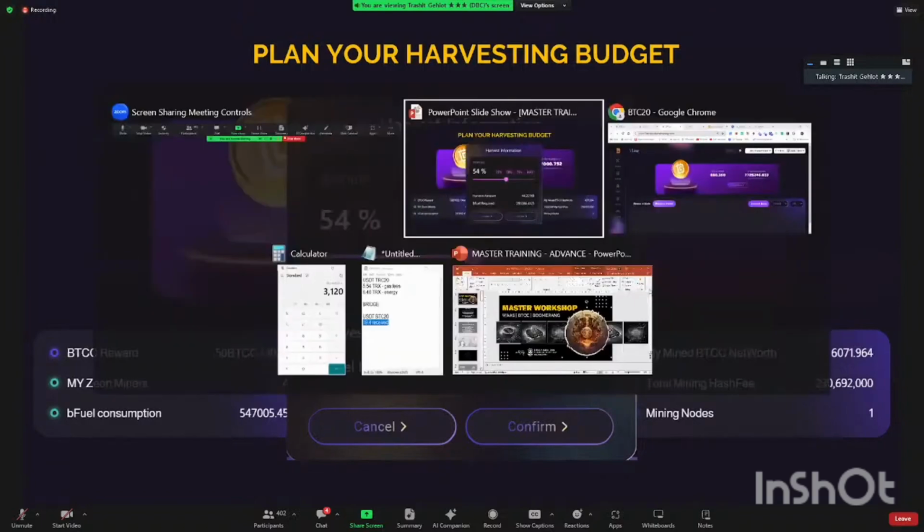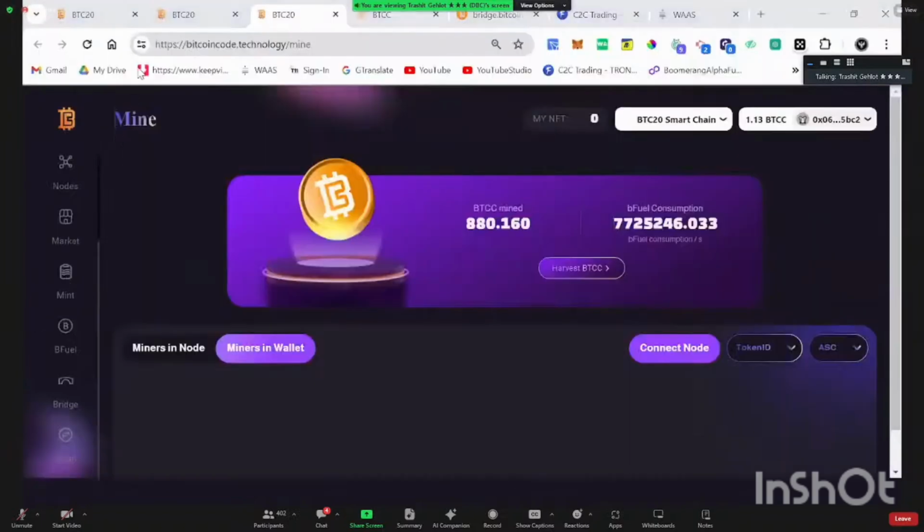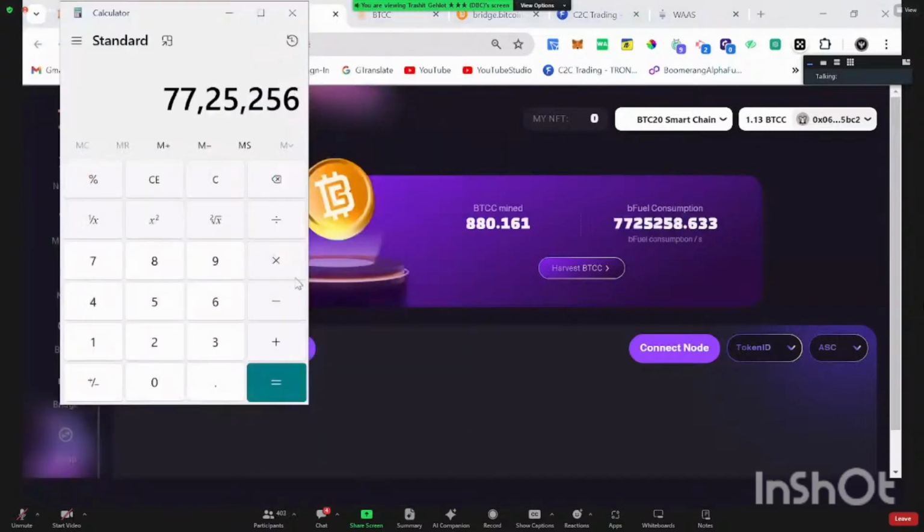I'll show you my mining app. You can see this is almost 7.7 million B fuel, right? How much is it multiplied by 0.0125? So this is almost $96,000. If we get this figure right, it is at almost $96,000.